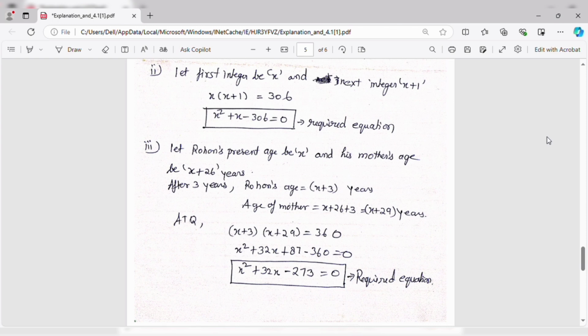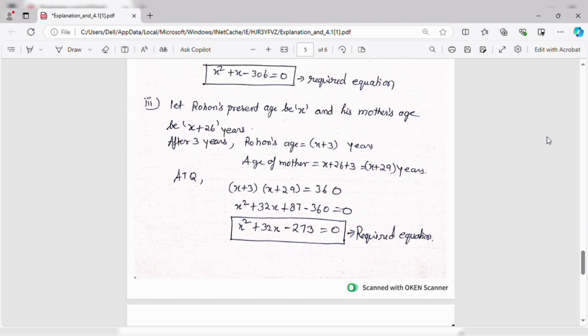Third part. Rohan's mother's age is 26 years older than him. The product of their ages 3 years from now will be 360. We would like to find Rohan's present age. Let Rohan's present age be x and his mother's age be x plus 26 years. After 3 years, Rohan's age would be x plus 3 and his mother's age would be x plus 29 years. And the product of ages is 360. So we will get the equation x square plus 32x minus 273 equals 0. This is our required equation.